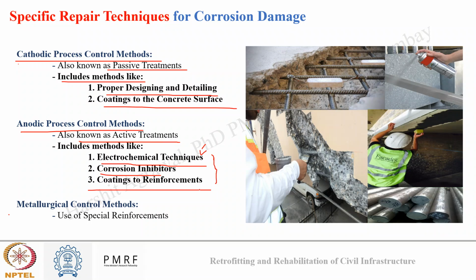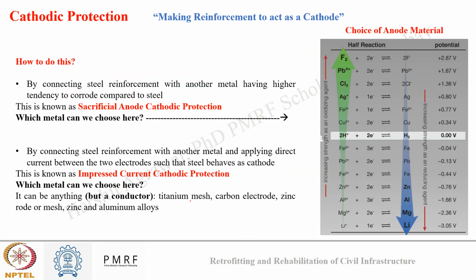Okay, and there can be additional treatment in terms of metallurgical control method where we can use special reinforcement. What are the special reinforcements? Stainless steel and corrosion resistant steel. So how are these reinforcements special? Because they have higher chromium content inside them, which makes them more durable in terms of their performance. Okay. Now, first method that we'll discuss here is cathodic protection.